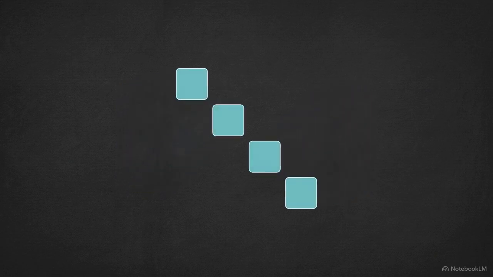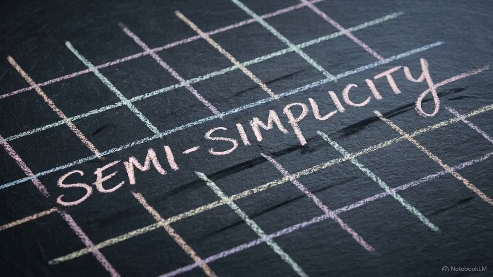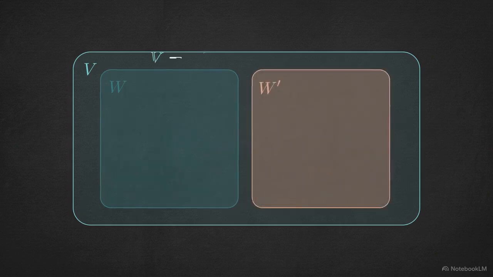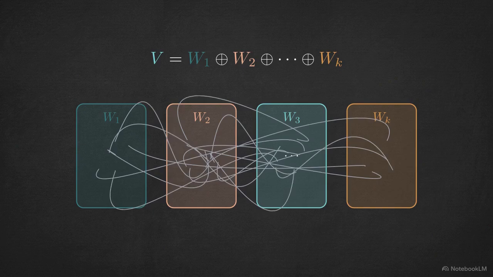If we want a system where every single component is independent and nothing is left tangled, we need to look at a property called semi-simplicity. Geometrically, an operator is semi-simple if every invariant subspace has a complementary invariant subspace. We express this separation as a direct sum, decomposing space V into independent subspaces, W1 through Wk.